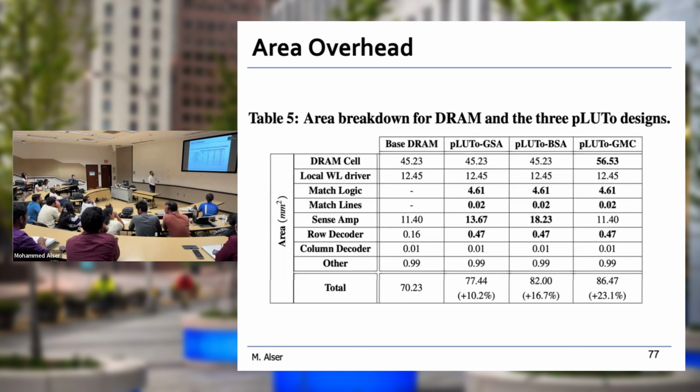All right. Yeah, the first design is adding 10% to the area overhead. The second one, 16%. And the third one, 23%. 23 is real significant. And hopefully you know now why. Because any item you add to the memory cell is really much more expensive than what you add to the sense amplifier. This is the whole array. This is a single row.